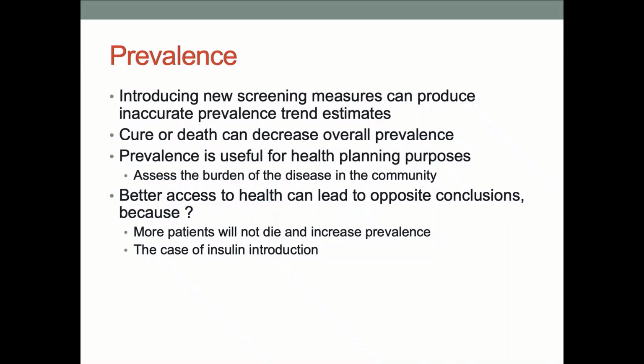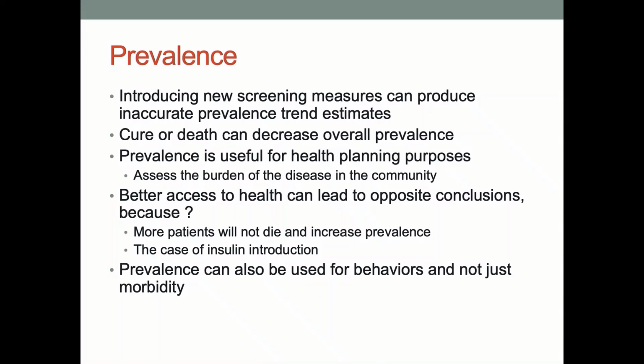It gives us an idea of the access to health, because if we have better access, then we will think, oh, there are fewer diseases, but actually it's just because we have better healthcare in this city compared to another city. So more patients will not die, and therefore the prevalence is increased. Like when insulin was introduced, suddenly we no longer have deaths from diabetes. So the prevalence increased.